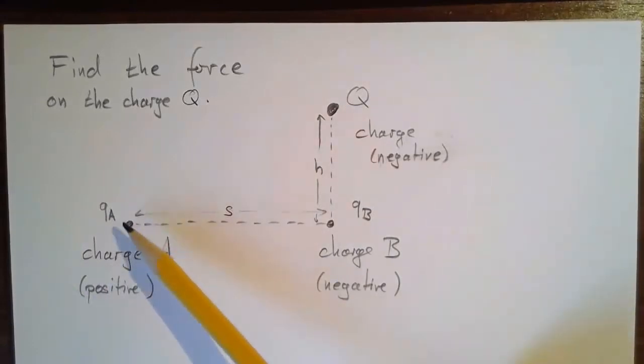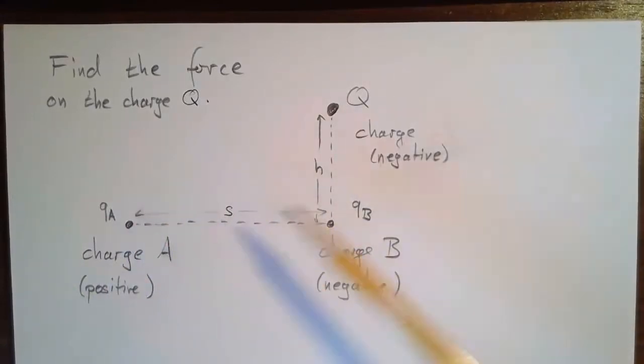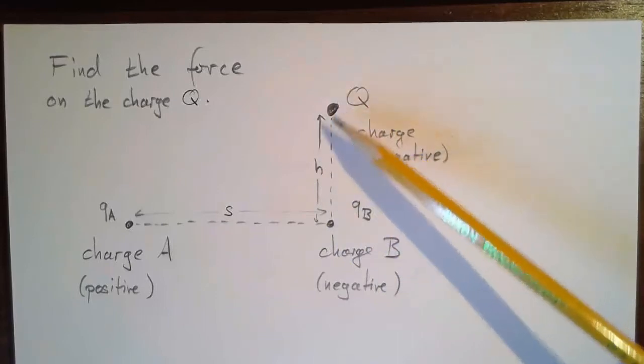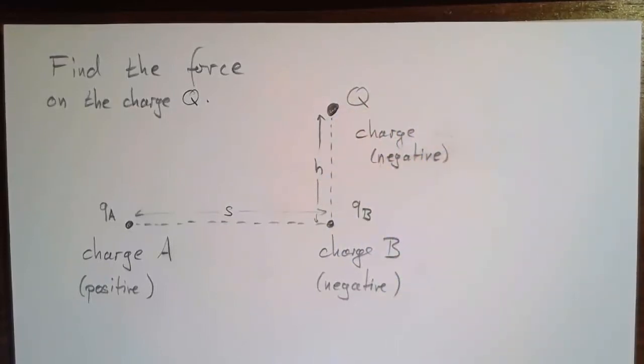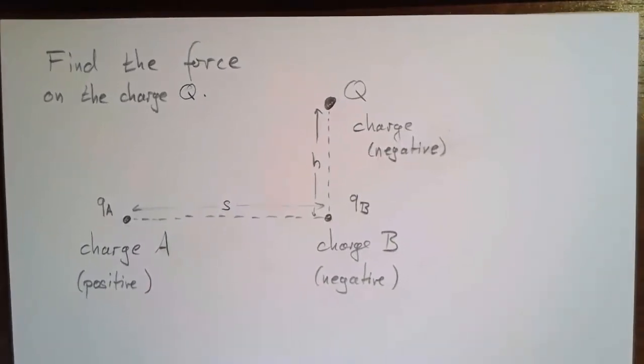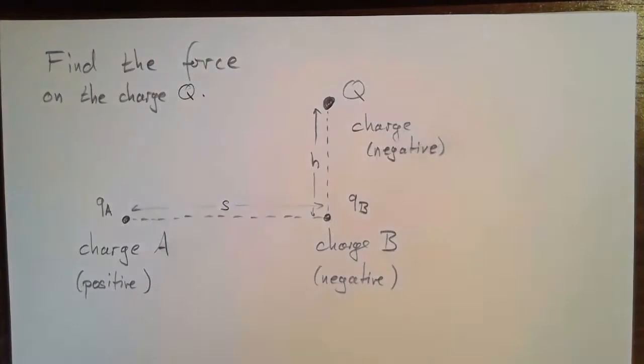And the distance between this one and this one is called S. The distance between this one and this one, that is called H. And we're asked to find the force on the charge Q up here. So let's look at this situation and ask ourselves, what is going on? What's going to happen? What's the physics of this?